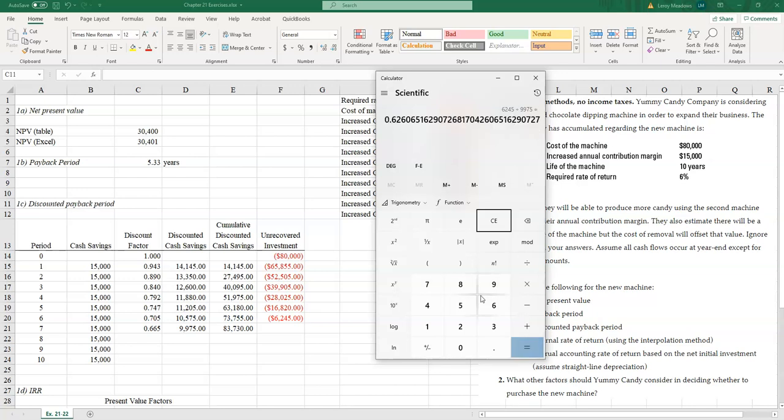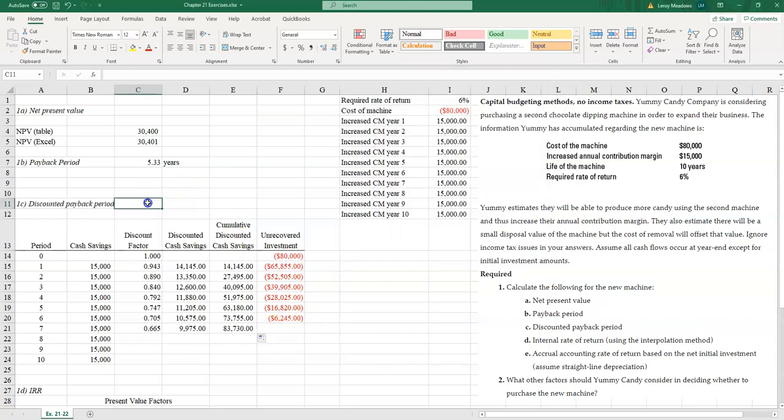And so it's taking me 0.63 years. So about almost 2/3 of the way through year 7, I'm going to recover that. So 0.63. So it's going to take me what? 6.63 years just to recover my investment once I'm taking into account the time value of money. So that is my discounted payback period.